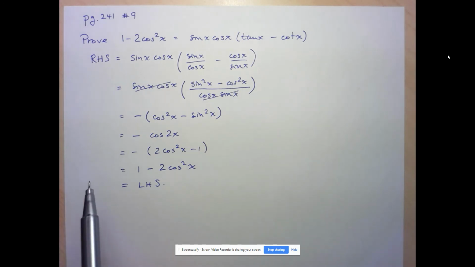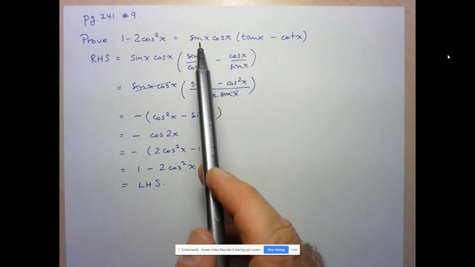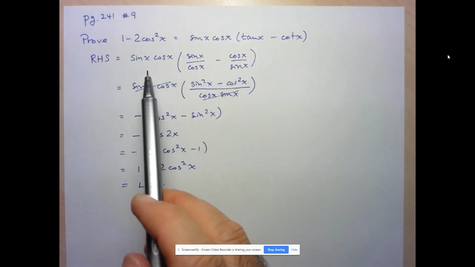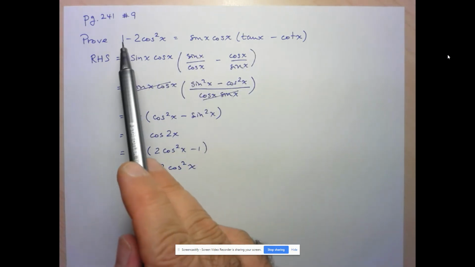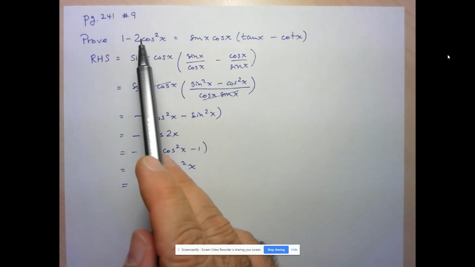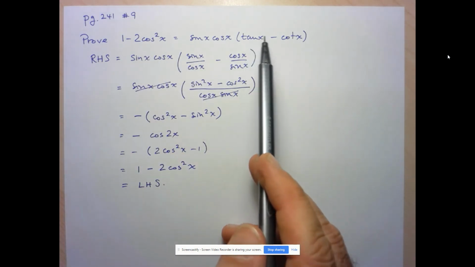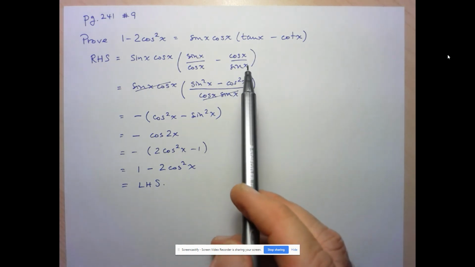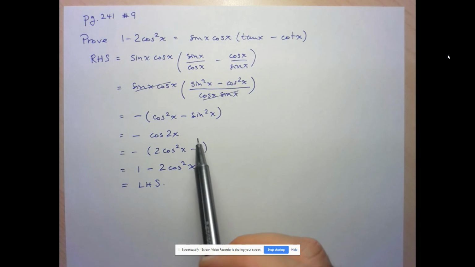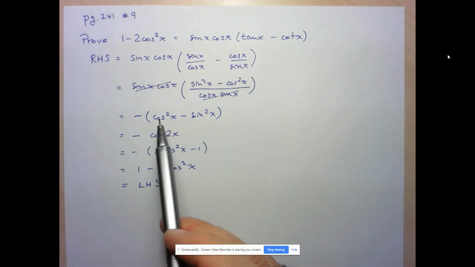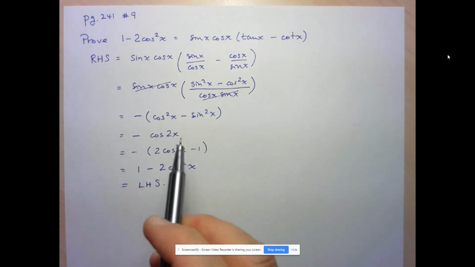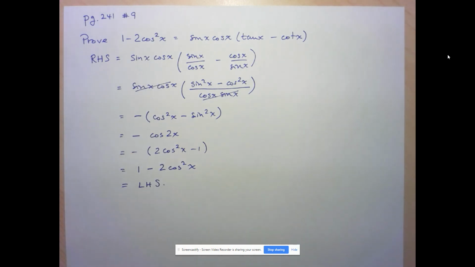Just to recap, I started with the right-hand side because it seemed to be more complex. A good trick that we often use, especially if there are sines and cosines elsewhere on that side or the other side, is to turn anything in tangent, cotangent, secant, cosecant into sine and cosine. Then from there, I just followed the algebra along and noticed that this expression, like the one on the other side of the equation, looked a lot like the cos 2x formula. That's it for this one.